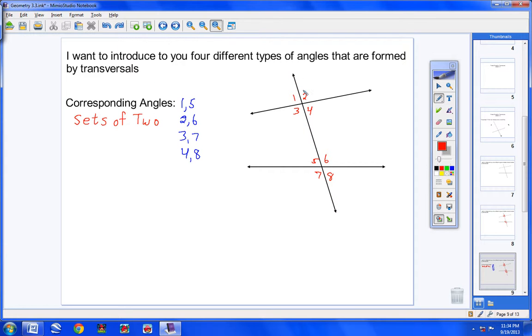Now corresponding angles, notice here's your transversal. Notice corresponding angles fall on the same side, like 1 and 5. Well, 1 and 5 are both on the left. 3 and 7 are both on the left. 2 and 6 are both on the right. 4 and 8 are both on the right. And they're all corresponding angles. Notice how 1 is up high above this line, and 5 is up high above this line, and they're both on the left side of the transversal. That's why 1 and 5 go together. Do you see it? 3 and 7 are both below the lines that are being intersected, and they're both to the left of the transversal, so they're corresponding angles.